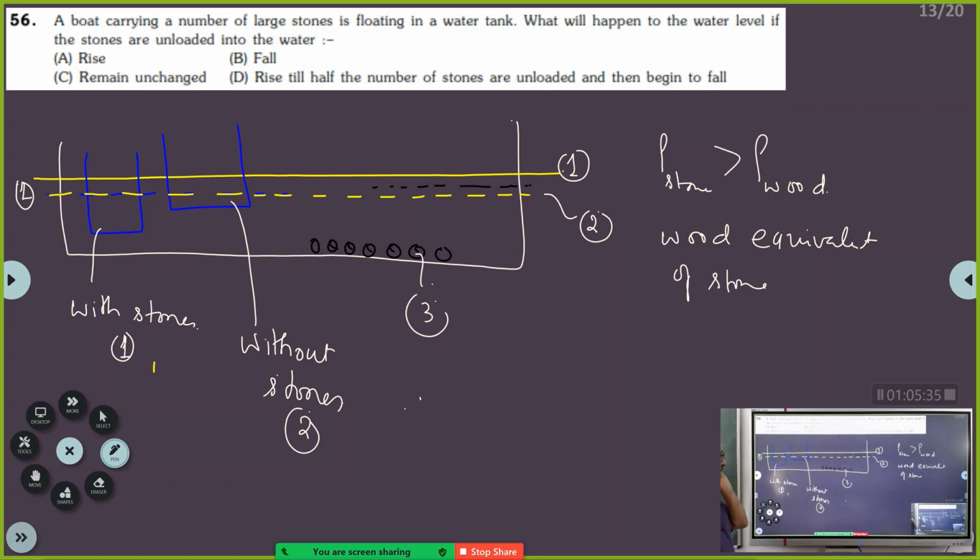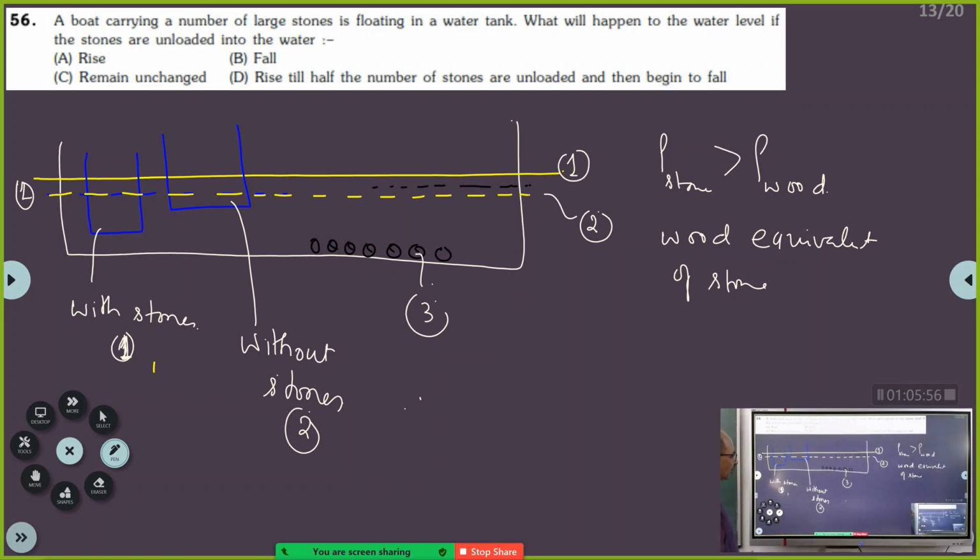Yes, sir. Now look at this. I am just breaking this problem into logic. I think you understood situation number 1: there is the boat with stones. This is the situation.